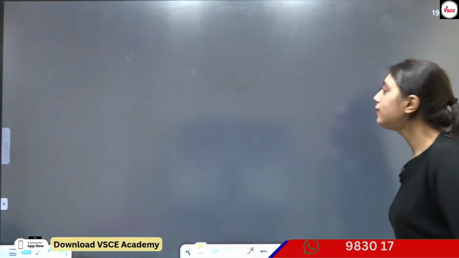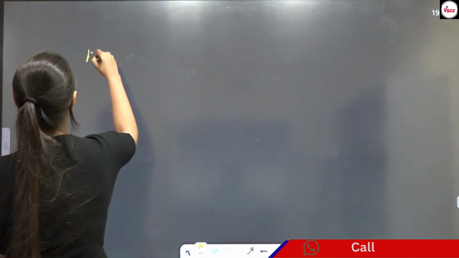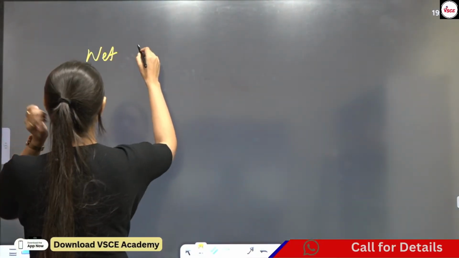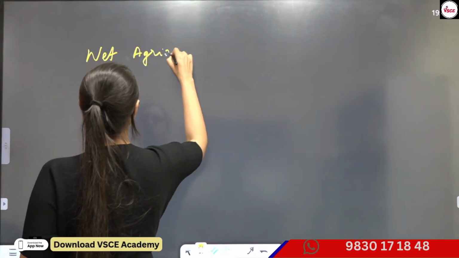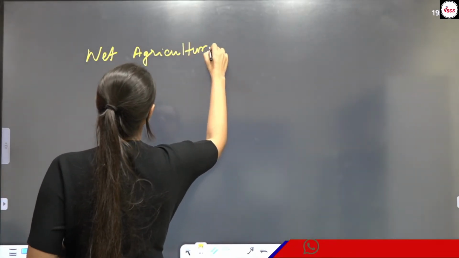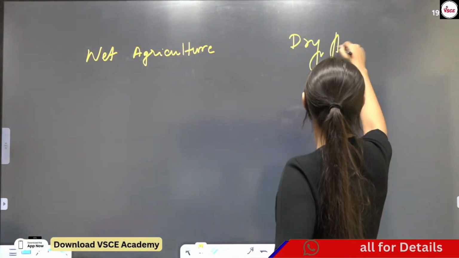Now, the first thing that we are going to see here is wet agriculture and dry agriculture.